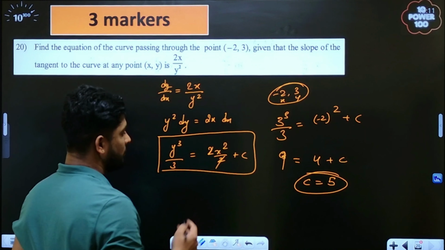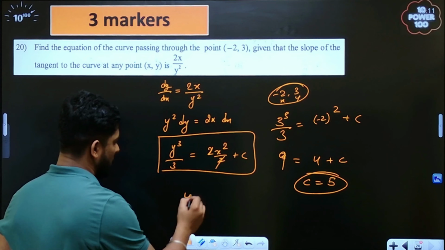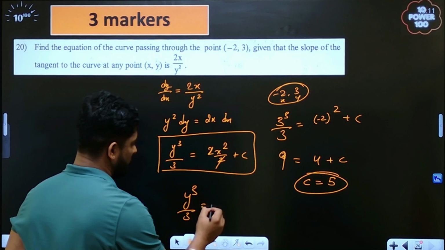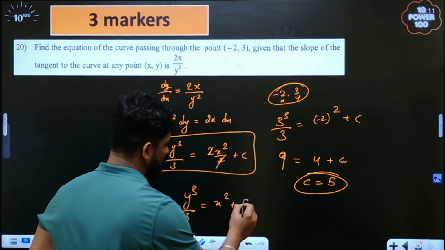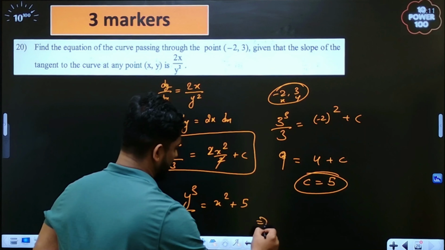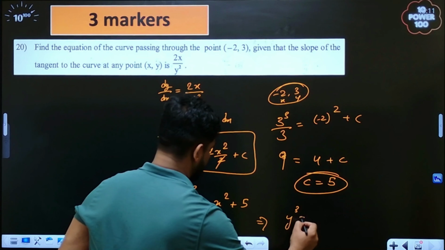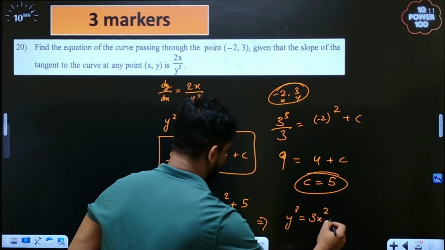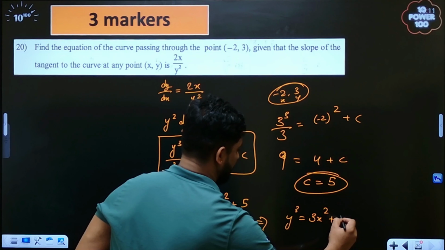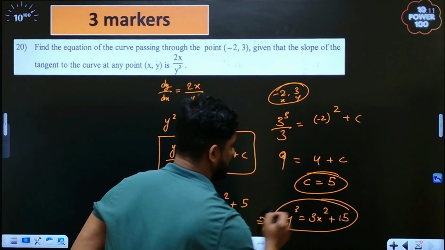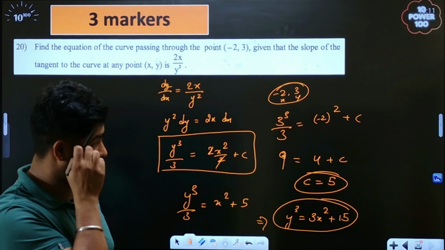Now they're asking us to find the equation. So the equation is very simple. y cube by 3 is equal to x square plus 5, or else multiply by 3 on that side. So y cube is equal to 3x square plus 5, 3 fives are 15. So this is the equation, children. This is just a particular solution.